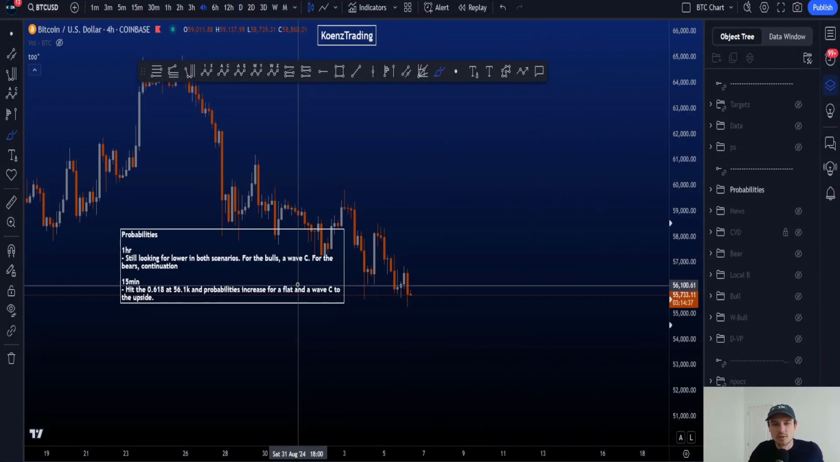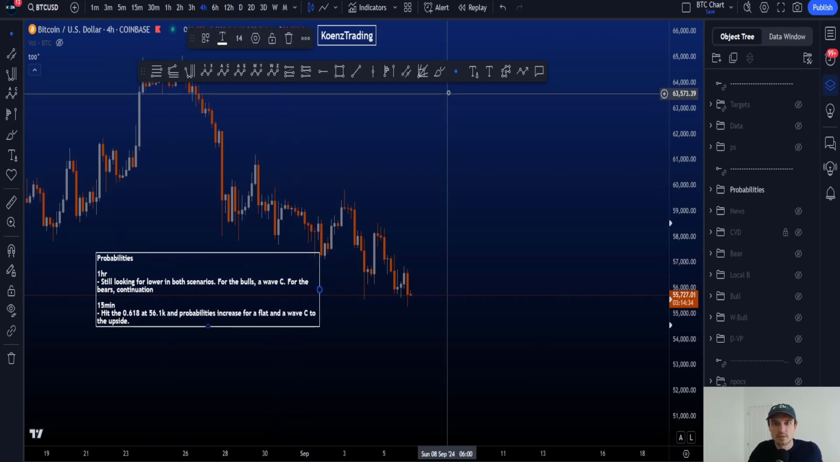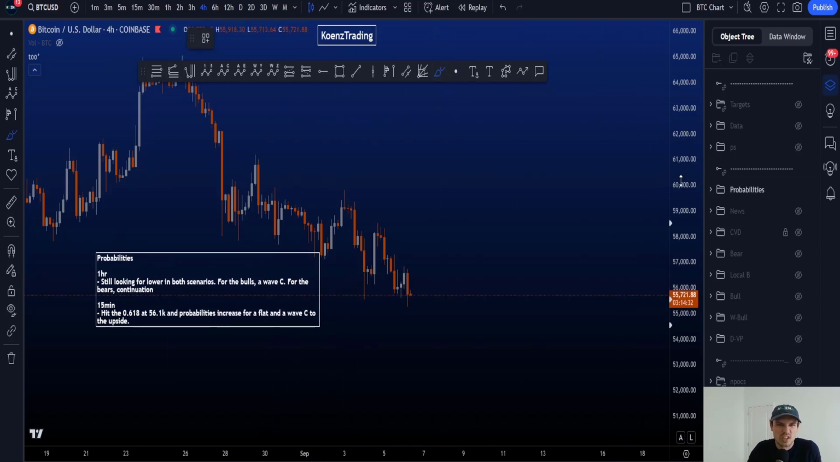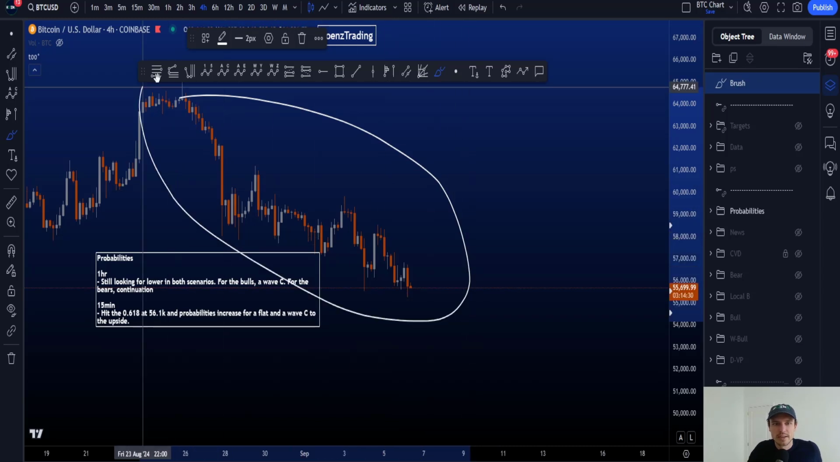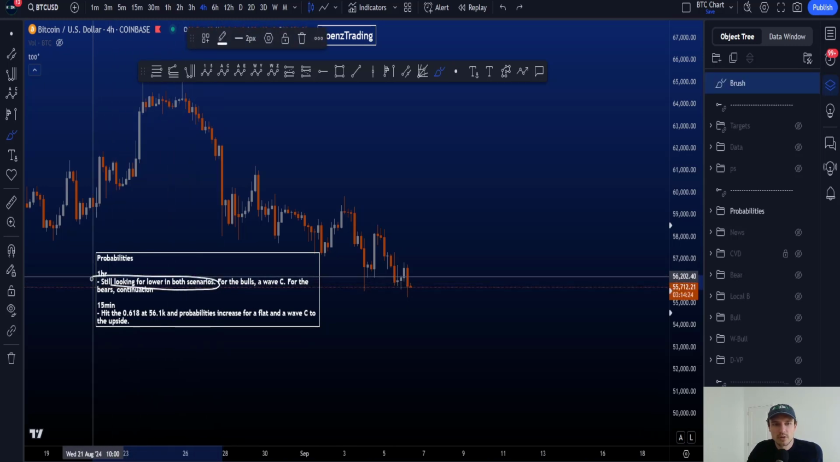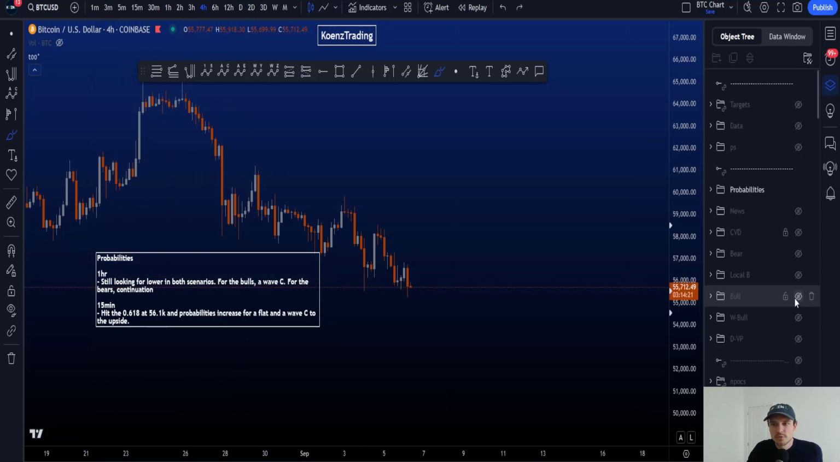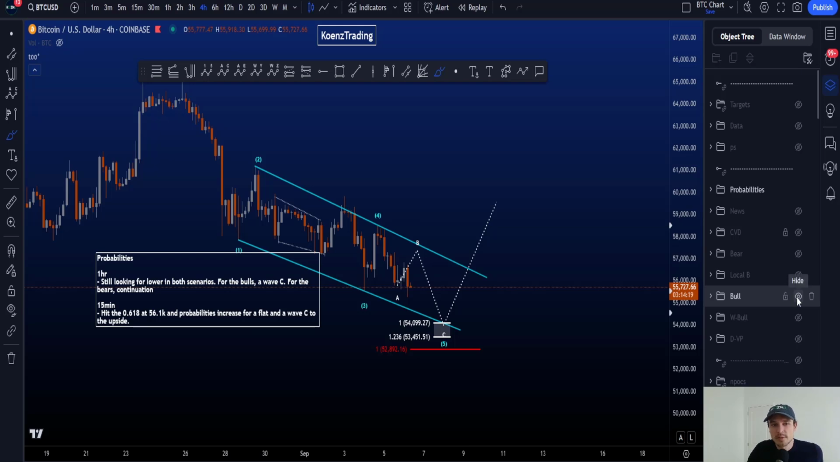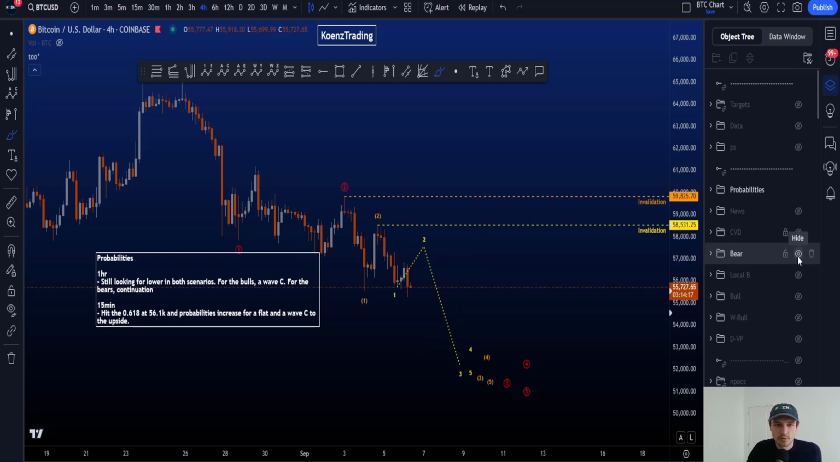If we then finally look at the probabilities of the different scenarios, then on the 1 hour/4 hour time frame, basically just this structure over here, the probabilities are higher for price to still move down. In both of these scenarios, we are looking for lower. For the bulls, we are looking for a wave C, and for the bears, we are looking for continuation to the downside in a wave 3.